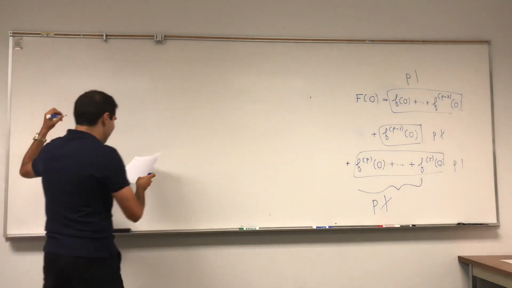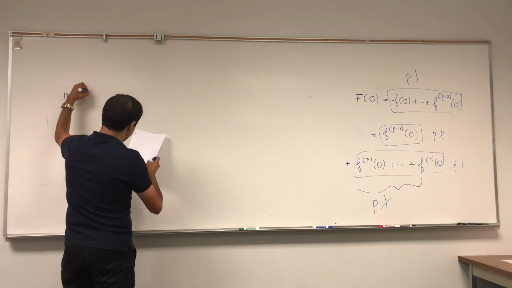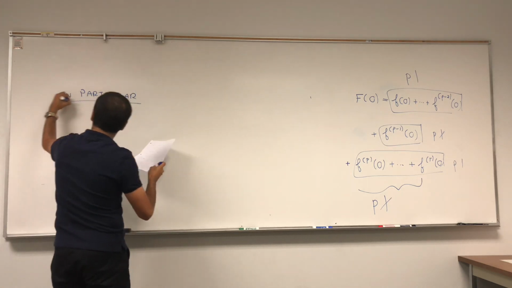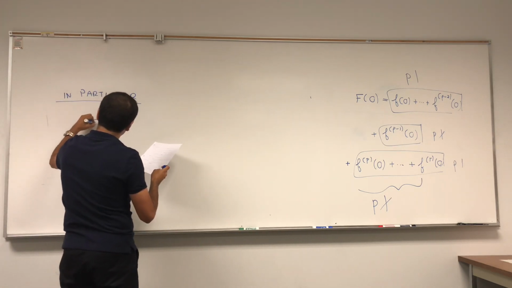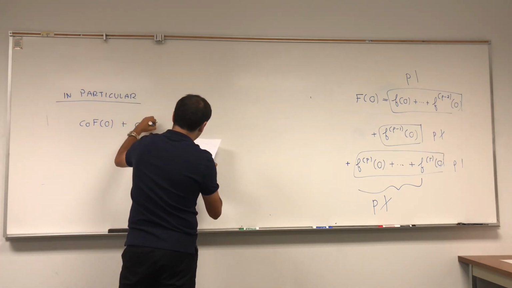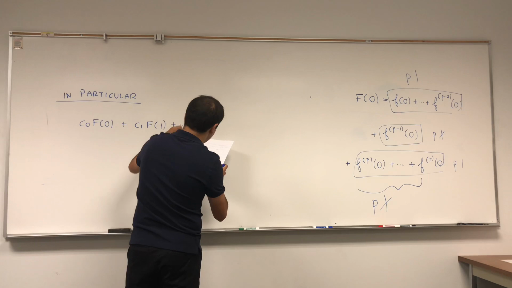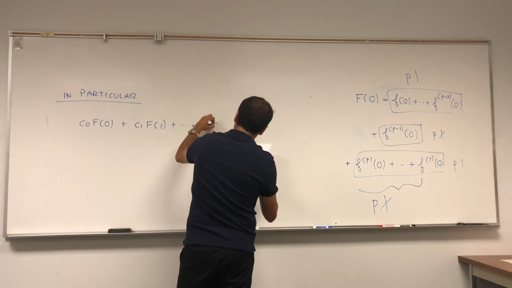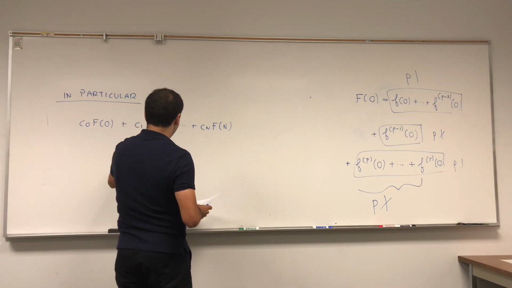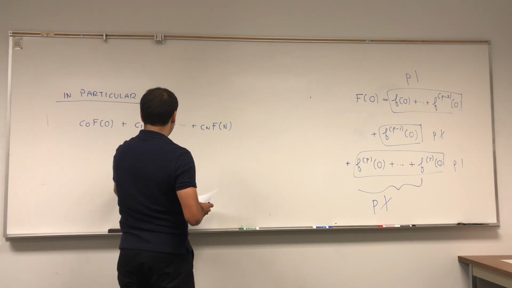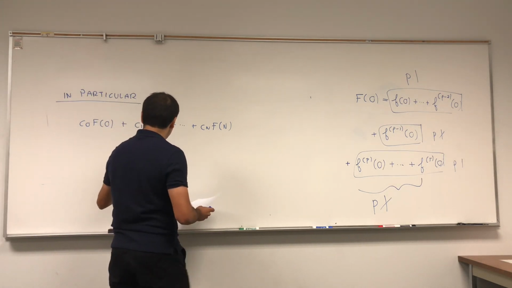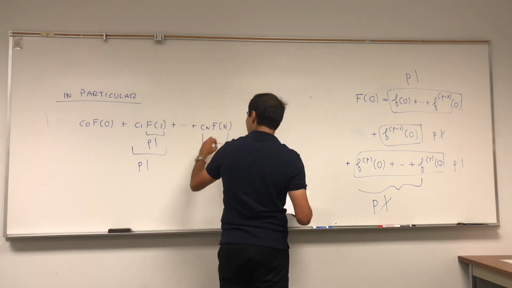Okay, so in particular, what happens when we take the linear combination c0 f of 0 plus c1 f of 1 plus dot dot dot plus cn f of n? Remember, p divides f of 1. So in particular, it divides a multiple, c1 f of 1. So p divides that, and same thing for the rest.